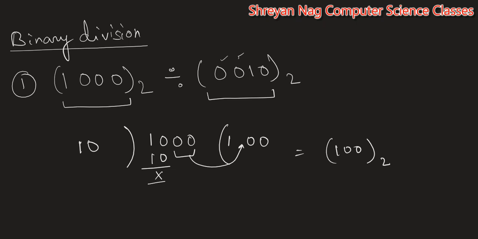So basically you are finding what? If you want to check whether your answer is correct or not, look up here. It is 8 and it is 2. So 8 divided by 2 is 4. So this is 4. So our answer is correct.